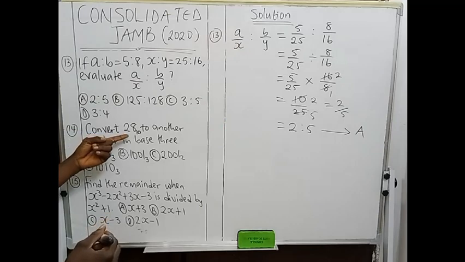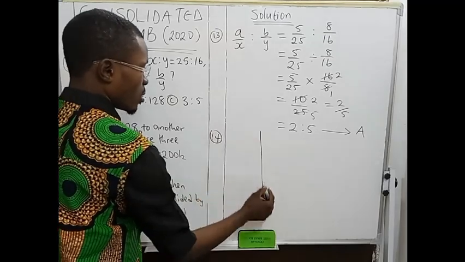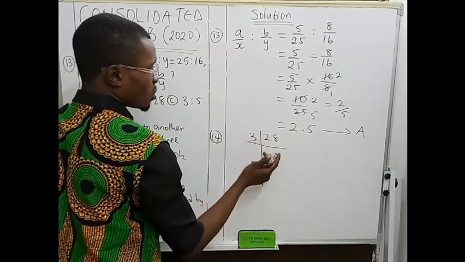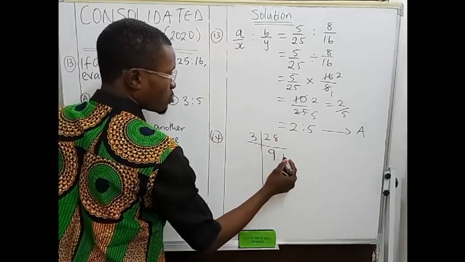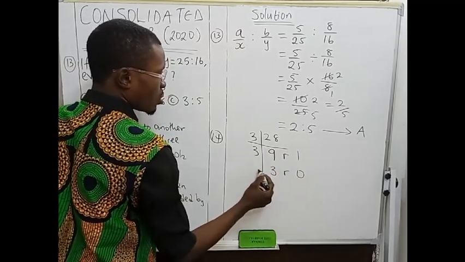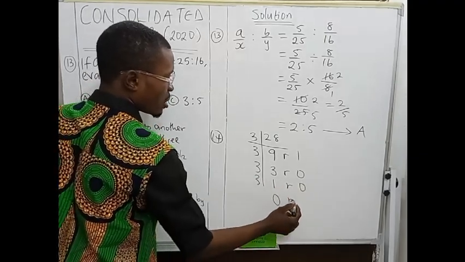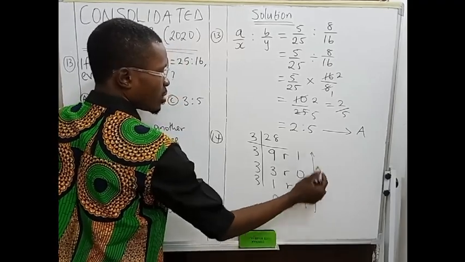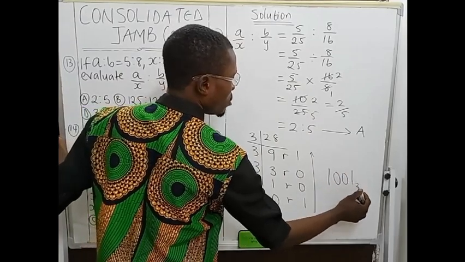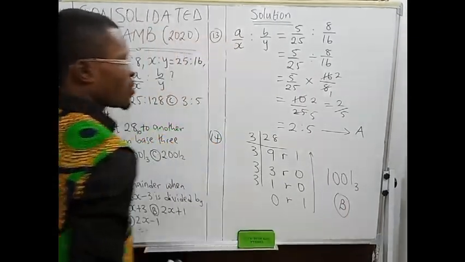In number 14, we have to convert this to base 3. What we just need to do is to divide 28 by 3, and then we store the remainder by 3. 3 into 28, we have 9, 3 times 9, 27, remainder 1. 3 again, 3 into 9, 3 remainder 0. 3 into 3, 1 remainder 0. 3 into 1, 0 remainder 1. Then we read our answer from below upwards. Okay, and then we have 1001 base 3. This is given by option B. So our option B here gives our answer.